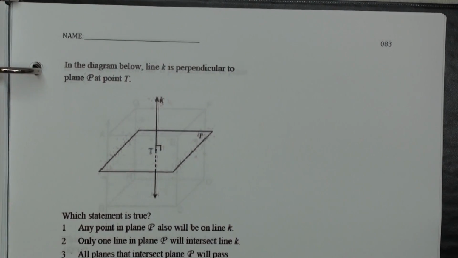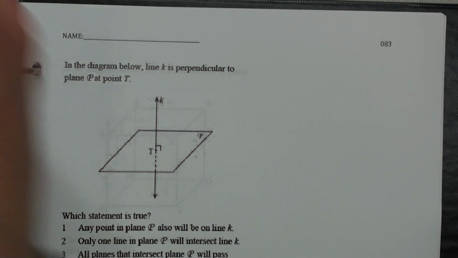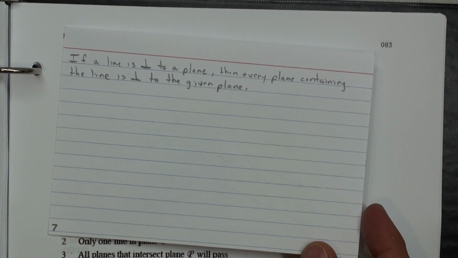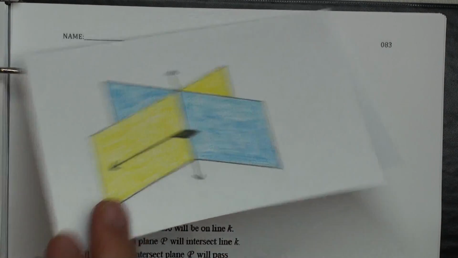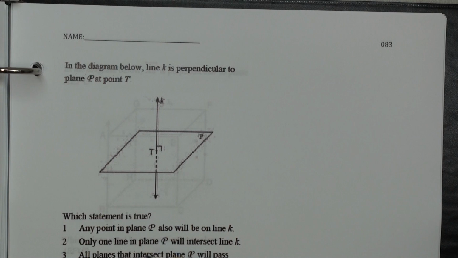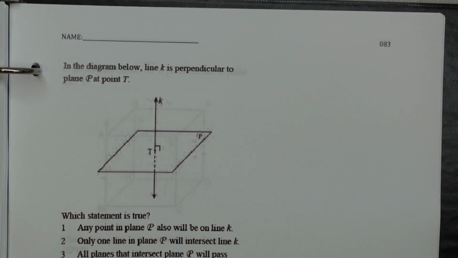83. Line K is perpendicular to plane P at point T. Okay, which statement is true? Well, this one has to do with card 7. If a line is perpendicular to a plane, then every plane containing the line is perpendicular to the given plane. There's the picture. So, all planes that intersect plane P will pass through T. No. Any plane containing line K is perpendicular to plane P. That's it.